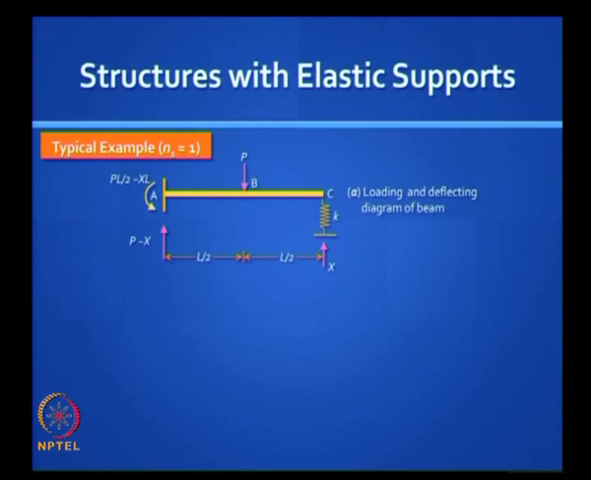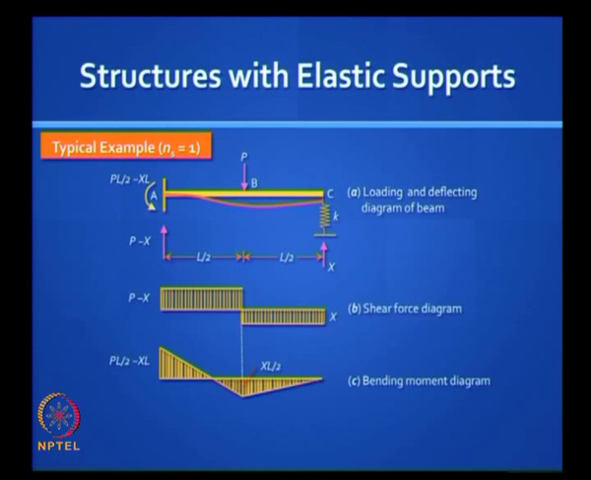So, x is the single redundant, right. How will it deflect? Well, it will deflect like that, C may go down a bit and so on, right? And what will be the shear force and bending moment diagram? Something like that, clear, easy to draw. Now, it will be interesting to find out how X is related to the spring stiffness. Can you guess? K equal to 0, X equal to 0.